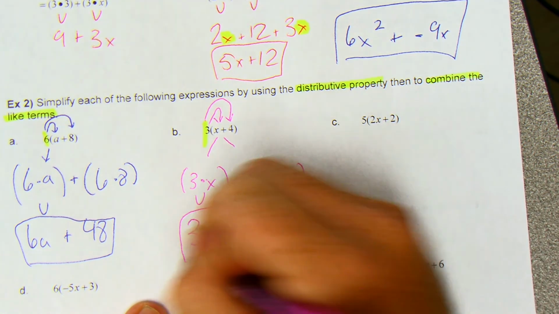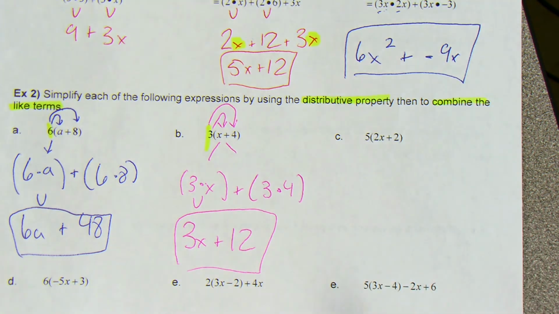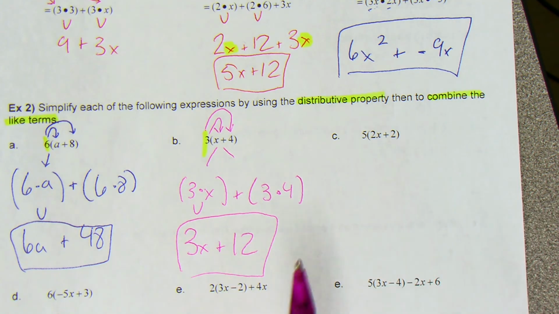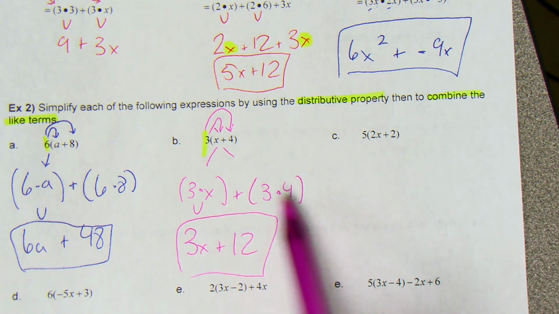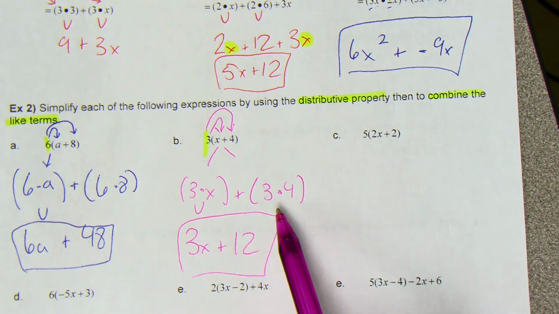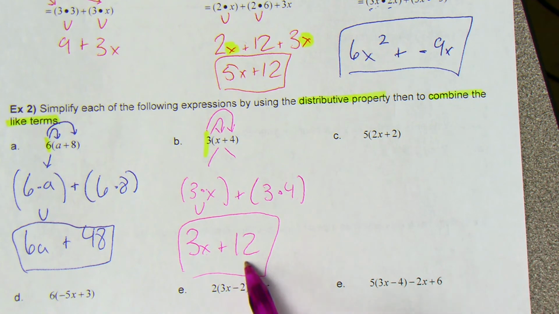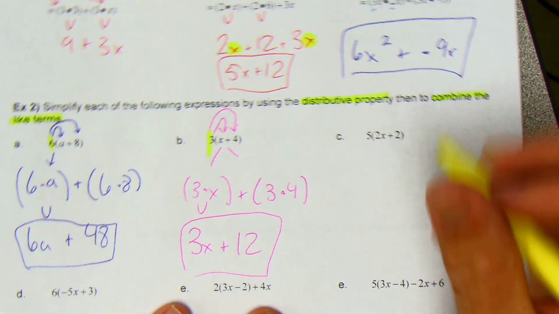So if I do 3 times x, I get 3x, and then I do 3 times 4, that's 12. So all I did was distribute this 3 into the x plus 4. I split it up into two different multiplication problems. I have 3 times x and 3 times 4. 3 times x is 3x. 3 times 4 is 12. Since this 12 does not have an x, we cannot combine our terms here, so we just leave it 3x plus 12.